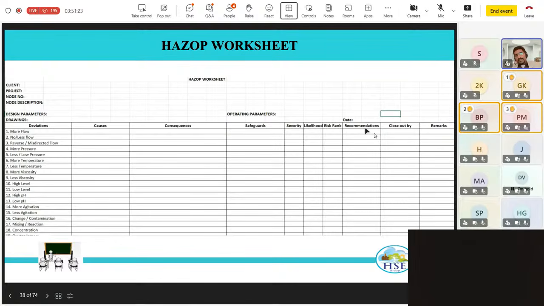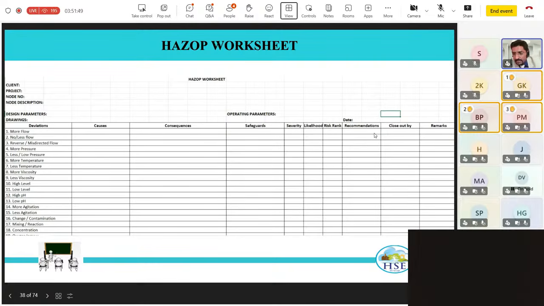Next is recommendation. This is where you provide adequate recommendations. Now, if you have safeguards, then you look at their integrity or their adequacy. If they are not adequate enough, then you provide further recommendations to bring the system to an acceptable stage. Next is the closeout, and this is remarks basically, that is who is going to close out the action.